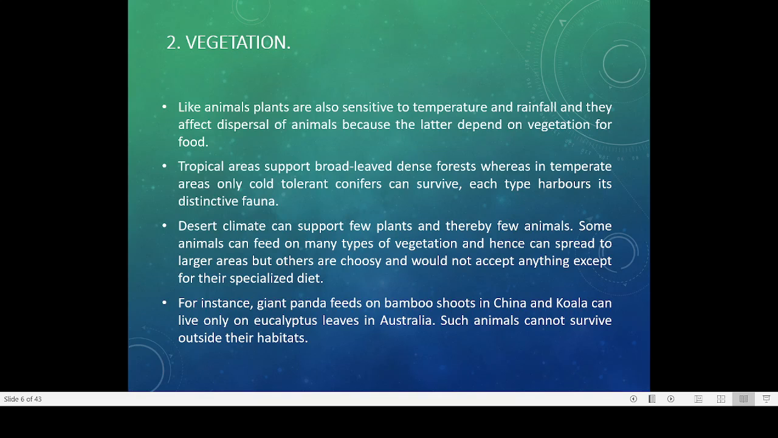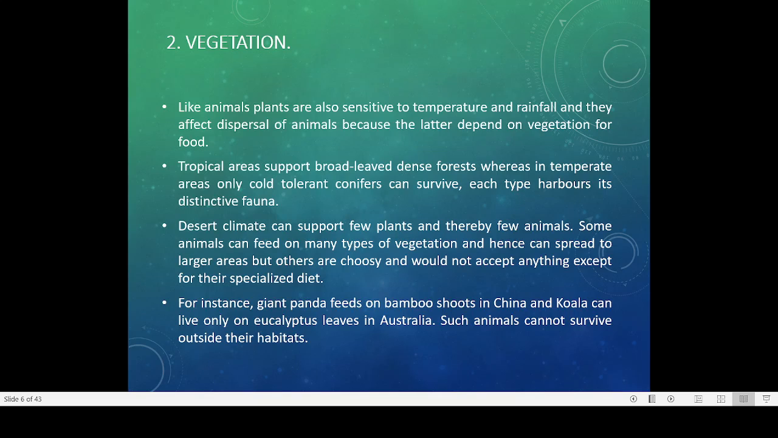Plants are also sensitive to temperature and rainfall. They affect the dispersal of animals because animals depend on vegetation for food. So, animals are completely dependent on plants for their food. Without plants, animals are not able to survive there. There are certain carnivorous animals, but still they are depending indirectly on plants. Only if herbivorous animals are surviving, carnivorous animals can live. So animals always need plants, and plants are very much sensitive to temperature as well as rainfall.